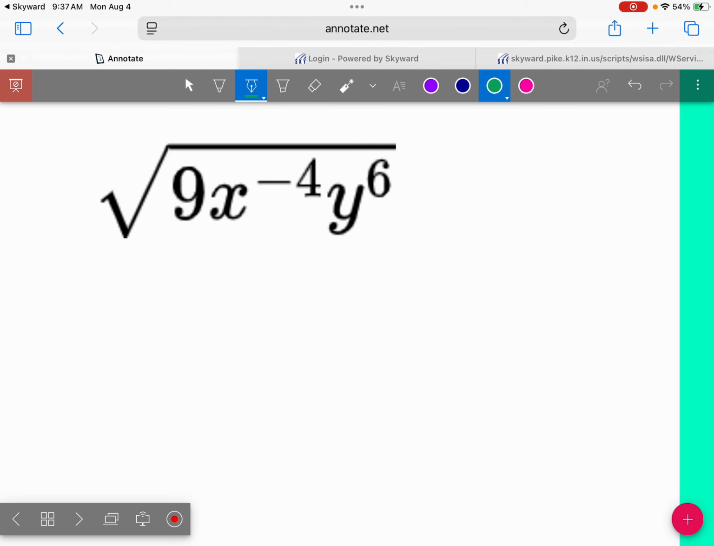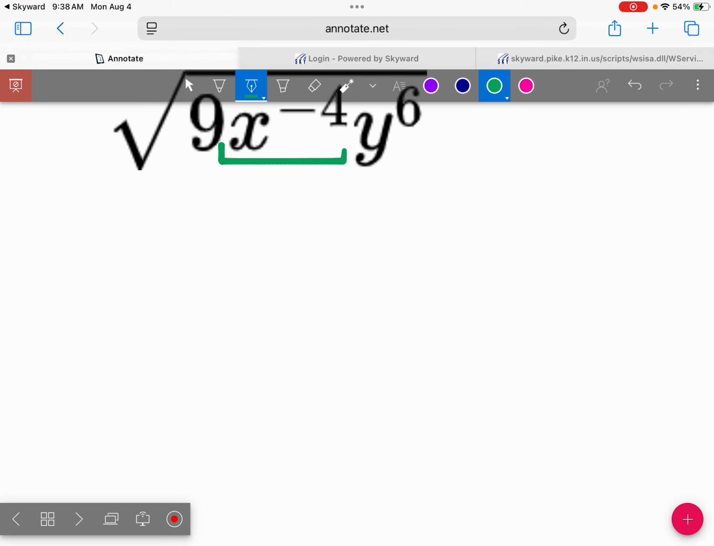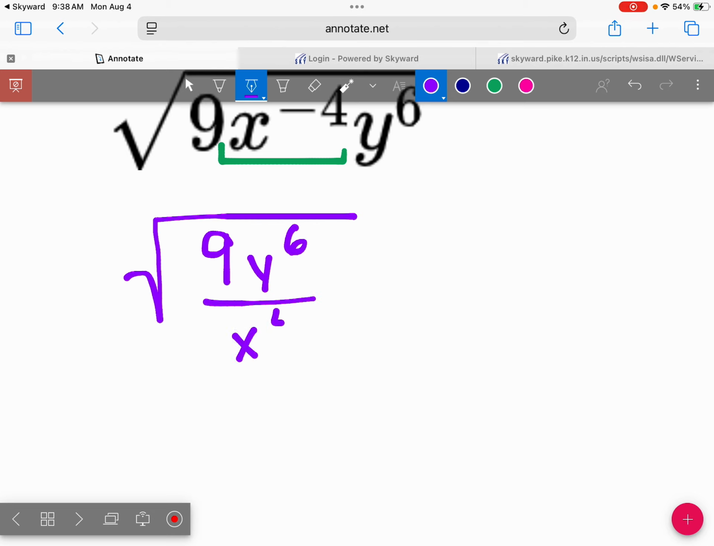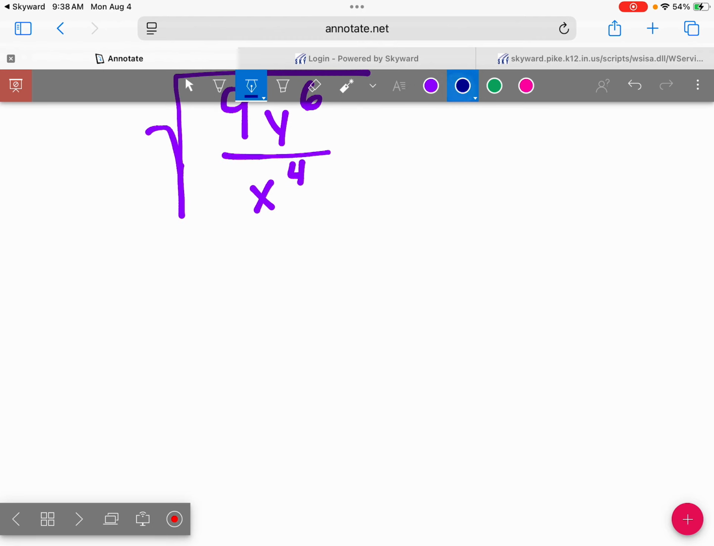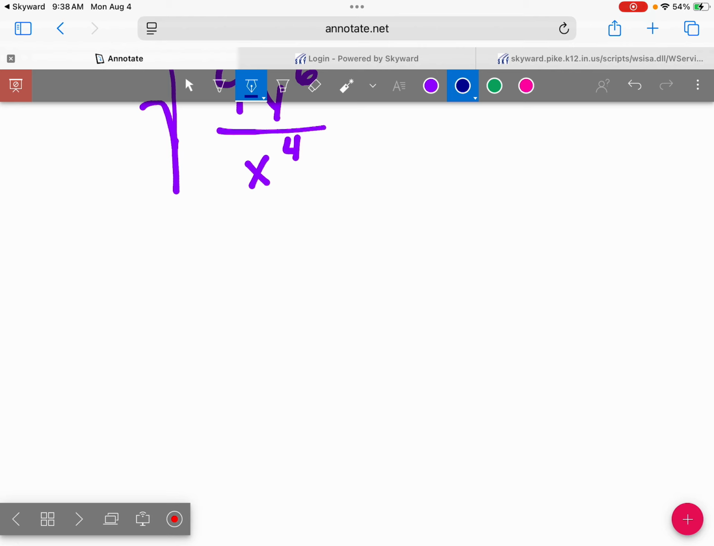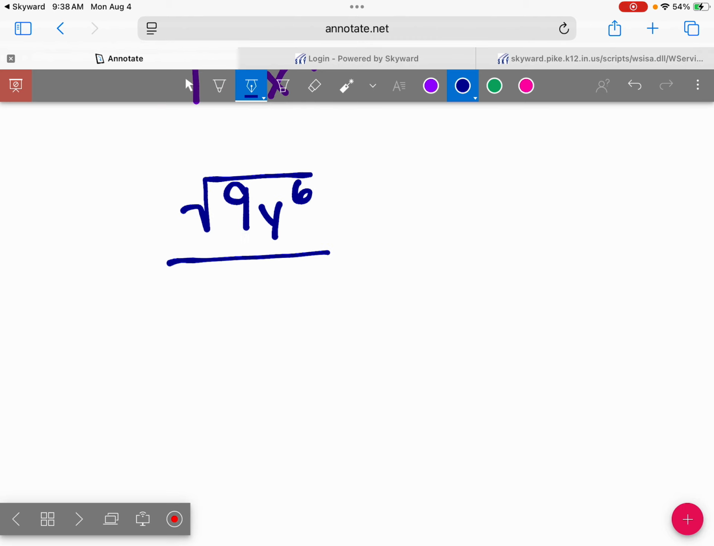But what I'm going to notice first is we've got this minus exponent in here. What happens with a negative exponent? And that becomes our denominator, right? So this is the same thing as saying our square root of 9y to the 6th over x to the 4th, like that. But I don't like to do it as a big square root like that. Let's break this up into numerator and denominators. We're going to have our 9y to the 6th in the square root over the square root of x to the 4th.